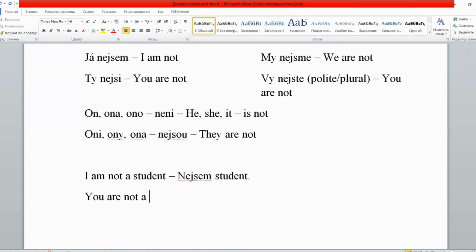You are not a student. Let's try to do it on your own. Nejsi student. It's easy. Nejsi student. We are not students. We say nejsme studenti. Nejsme studenti. We are not students.